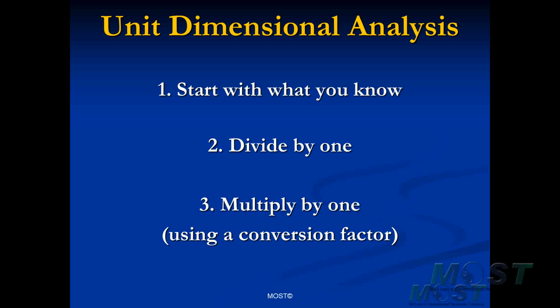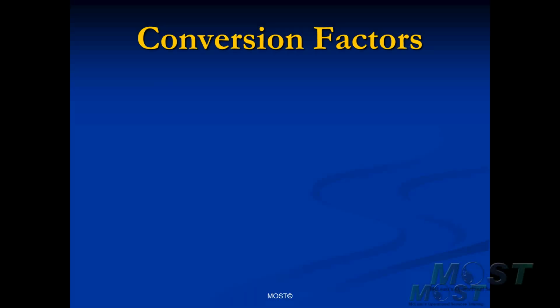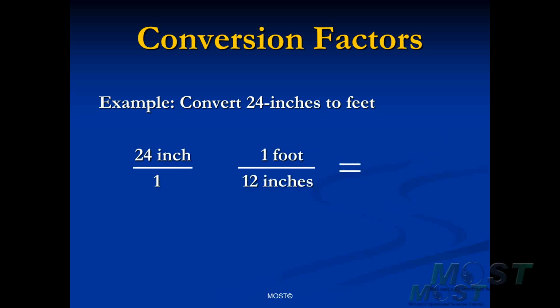Let's take a look at a simple example. In this case, we want to convert 24 inches into feet, a problem we can all do in our heads, but let's use the 3-step process of dimensional analysis to do so. First, we'll start with what we know. We have a measurement of 24 inches. We then divide it by 1. That turns it into a fraction, and it allows us to use the rules of fractions both on the numbers and on the units in our calculation.